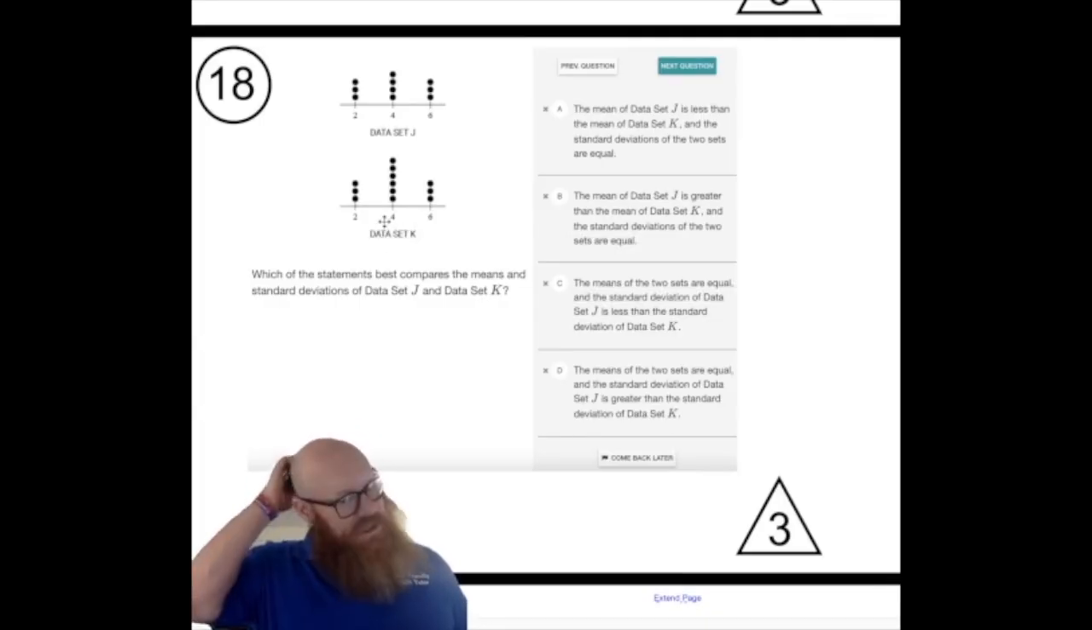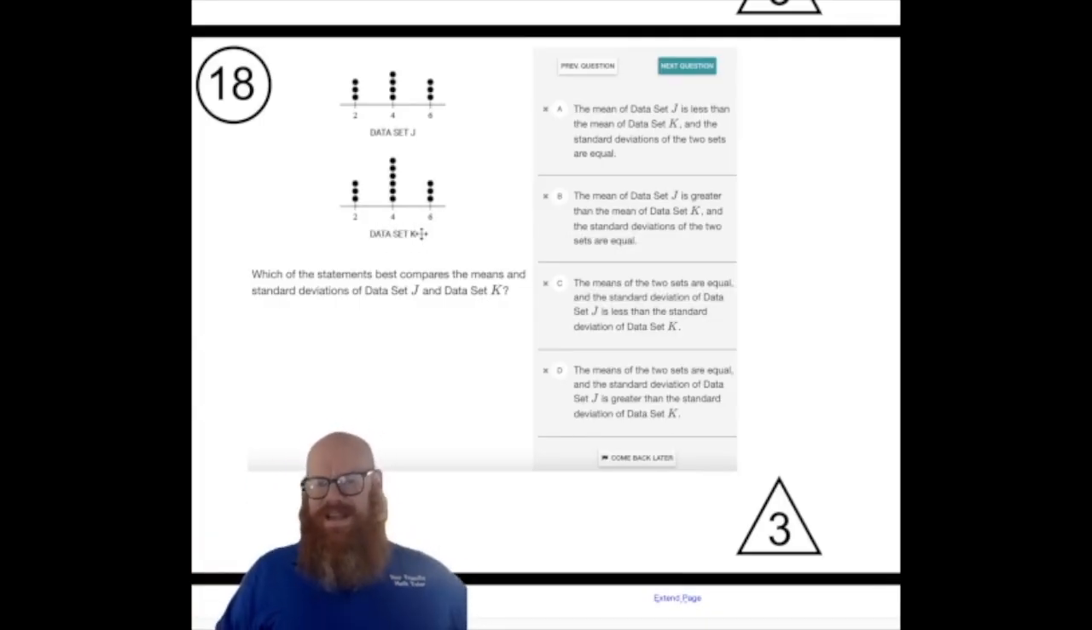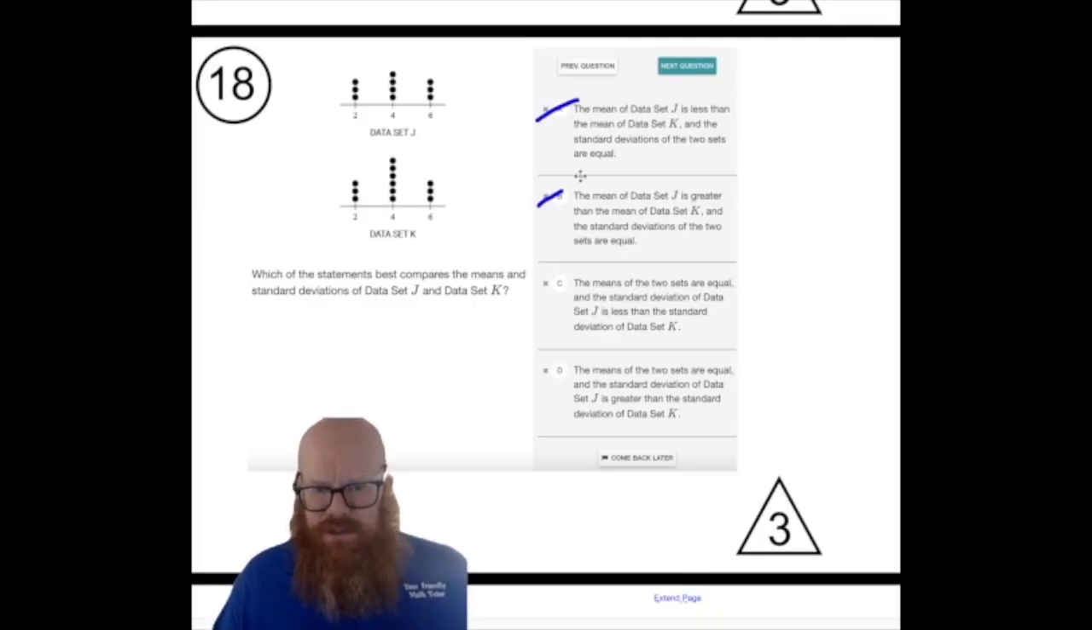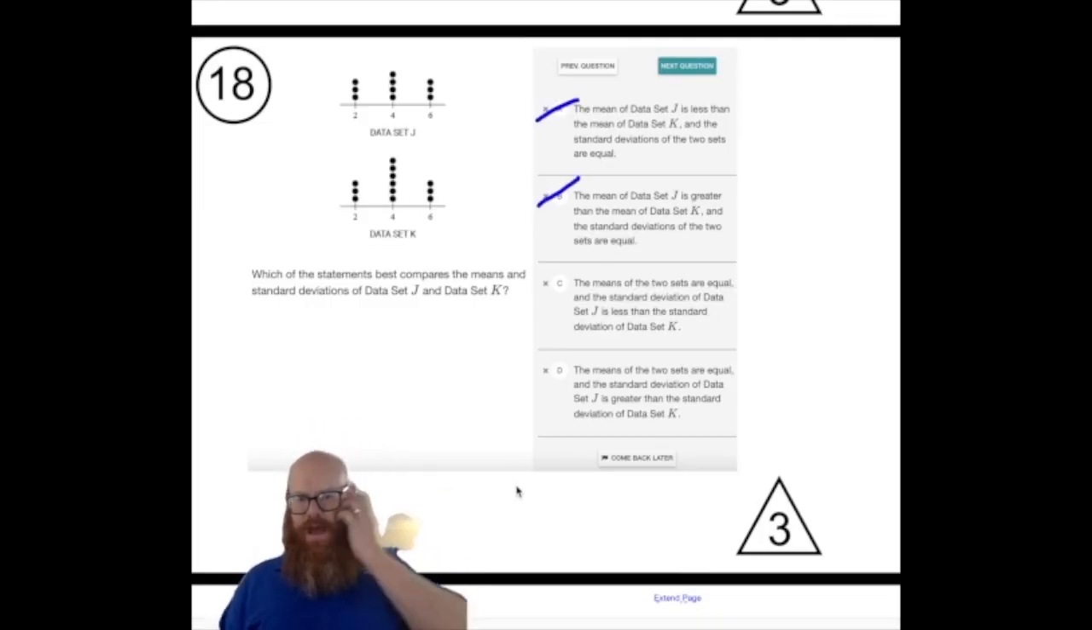You can certainly check that, but it's not necessary. The mean and the median are going to be equal, and they're both going to be 4. So the mean of them is the same, so the means should be equal. All right, so now we're down to C and D.